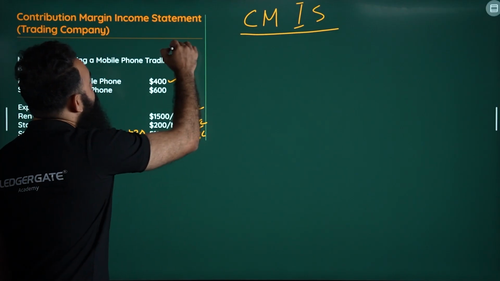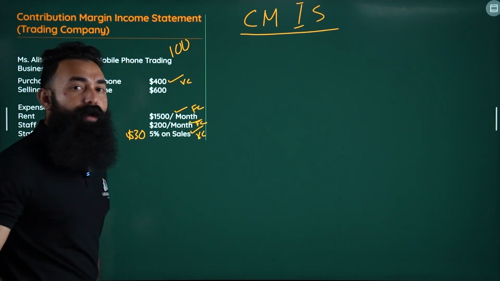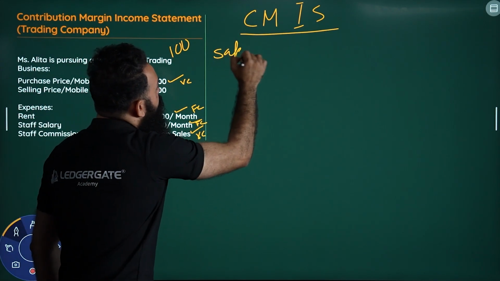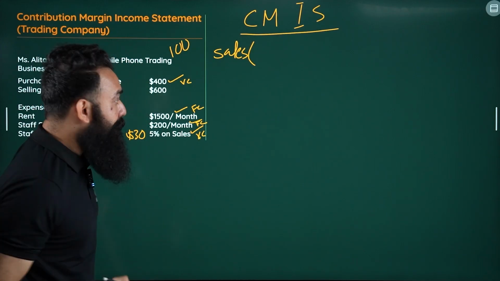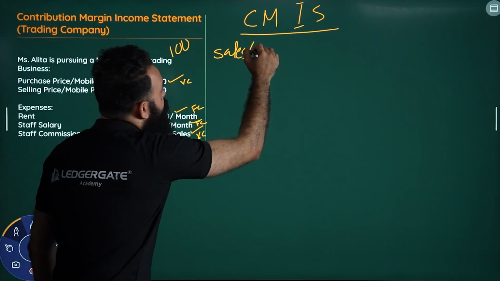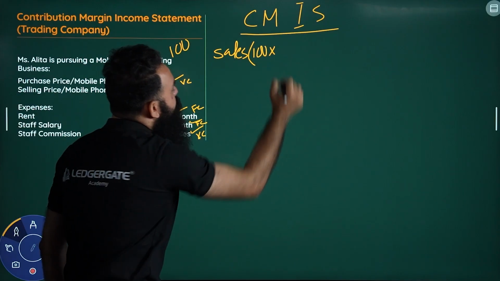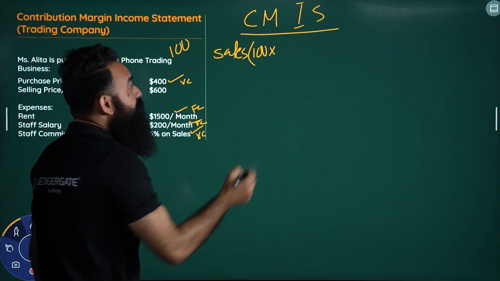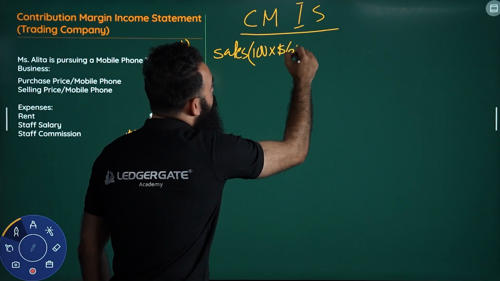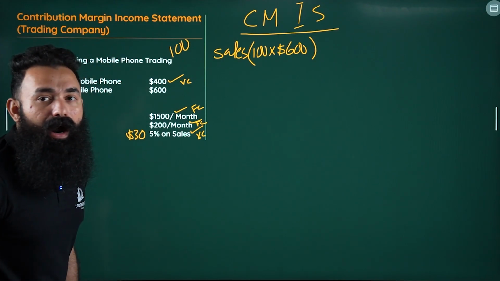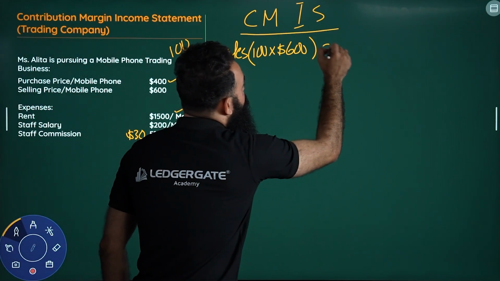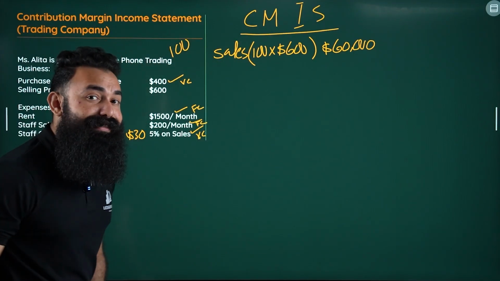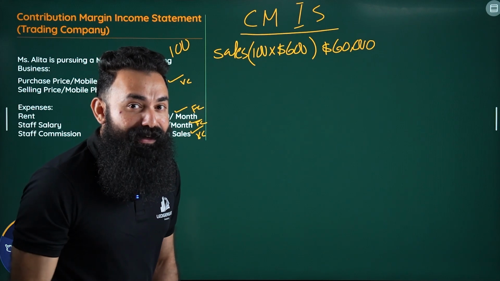Suppose Miss Alita used to sell 100 mobile phones on a monthly basis. We are going to discuss her sales. What might be her sales? As we know, we are selling 100 units. For each mobile phone, how much does she earn? $600. $600 is her selling price. Here 100 into 600 would be $60,000. From this revenue, we are going to deduct cost.